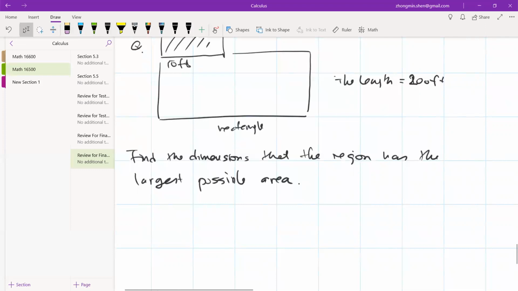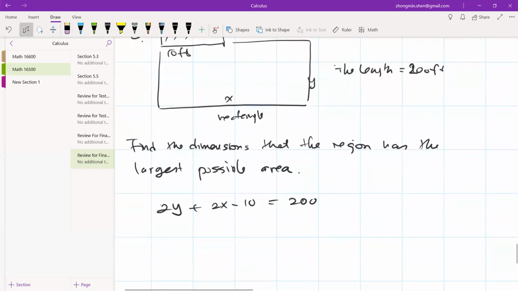Okay. So this side, I'm going to use x, and then use y. The total length, if you look at this picture, will be 2y plus 2x, but minus 10. That should be 200. That's the perimeter: 2y plus 2x minus 10. So the area is going to be x times y.